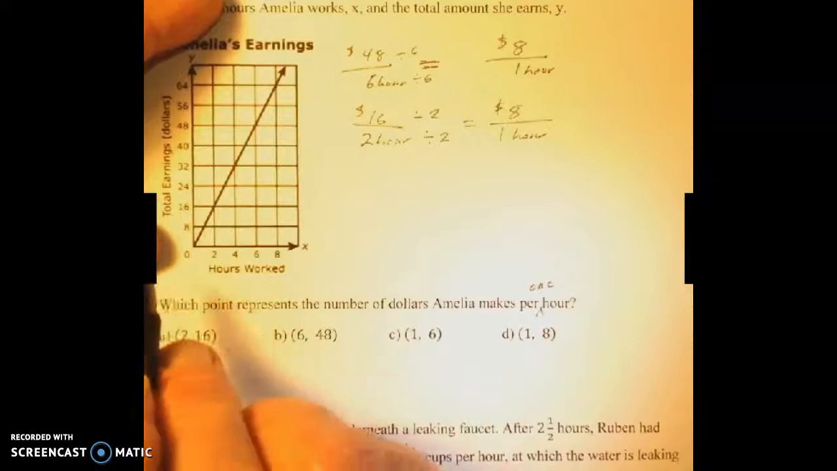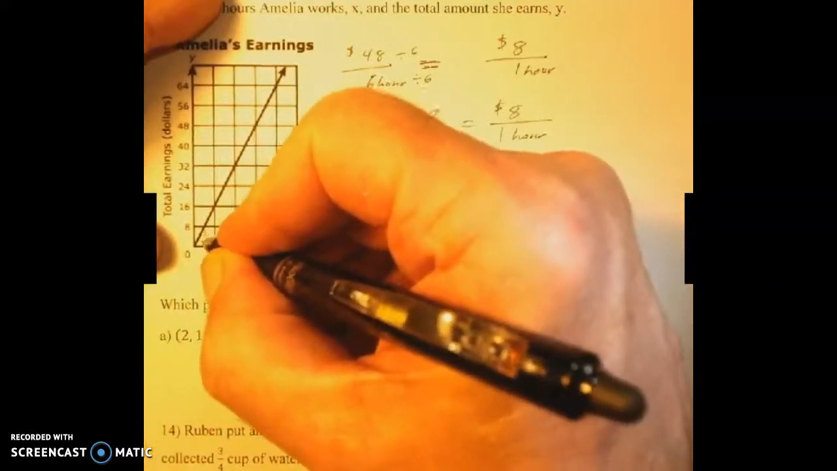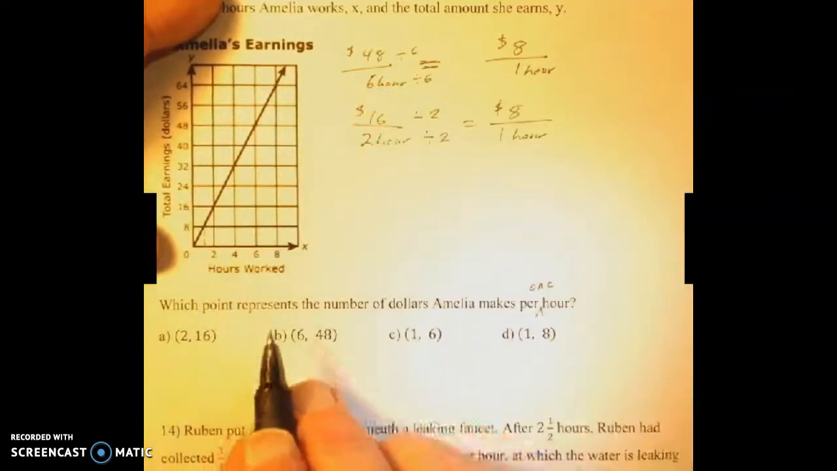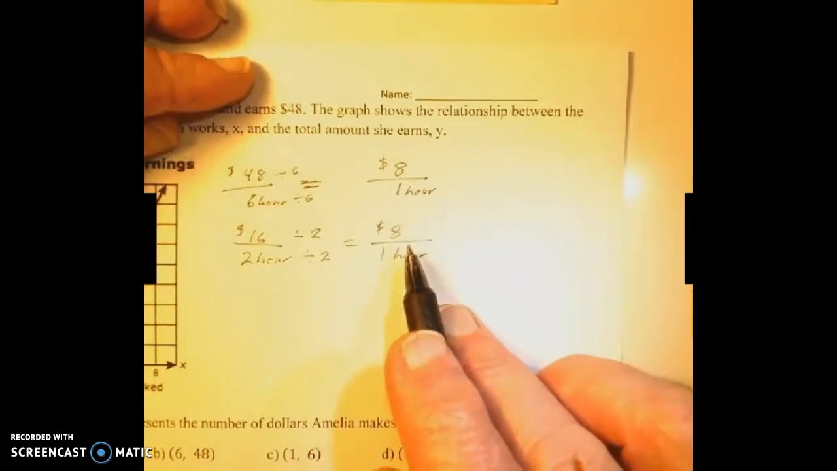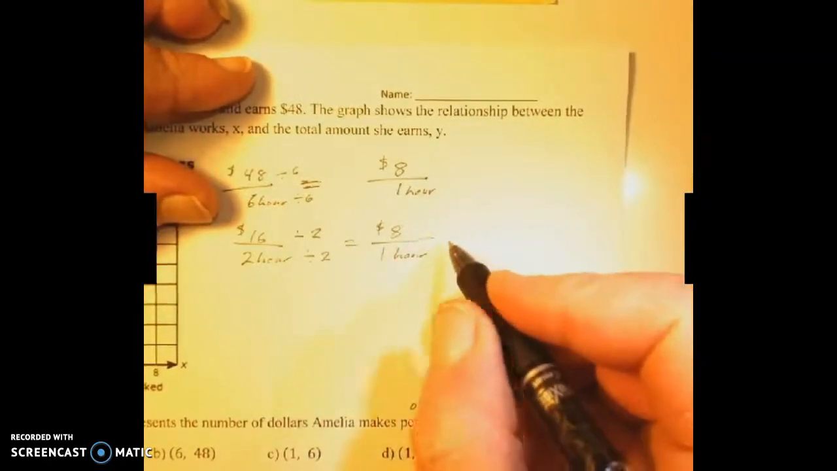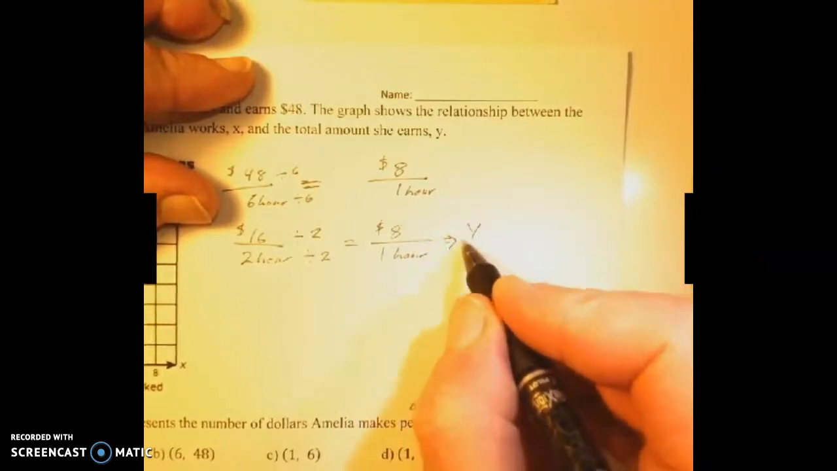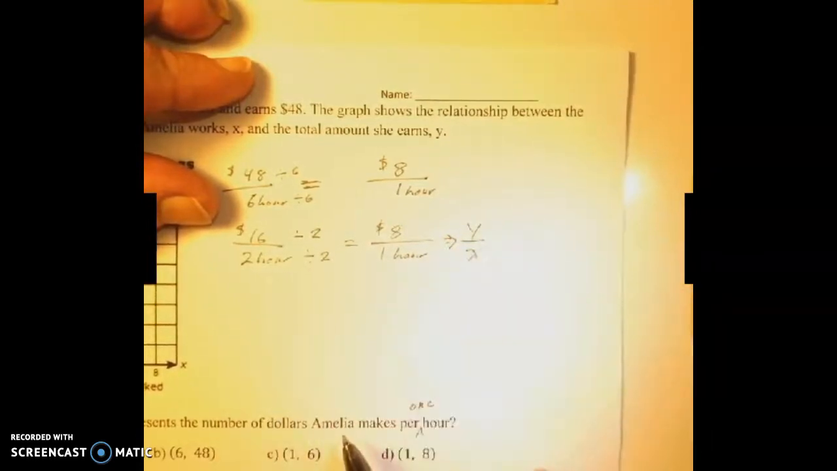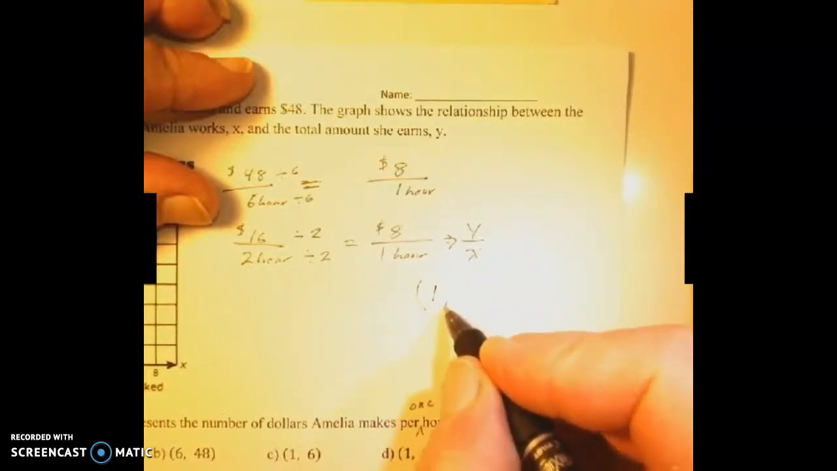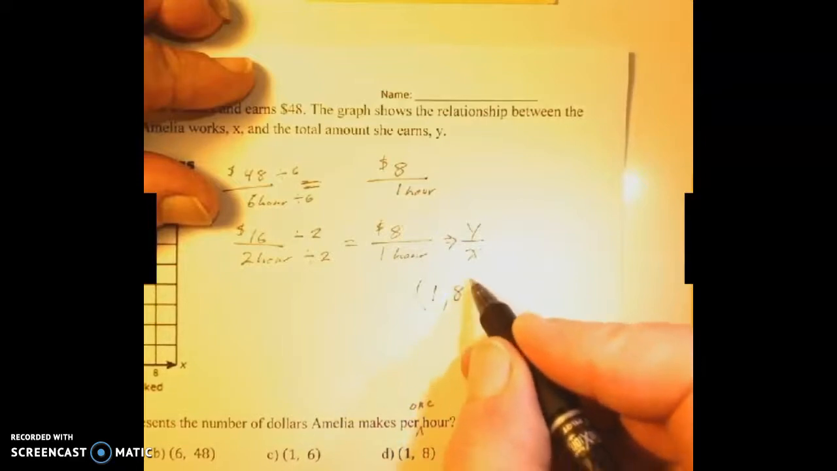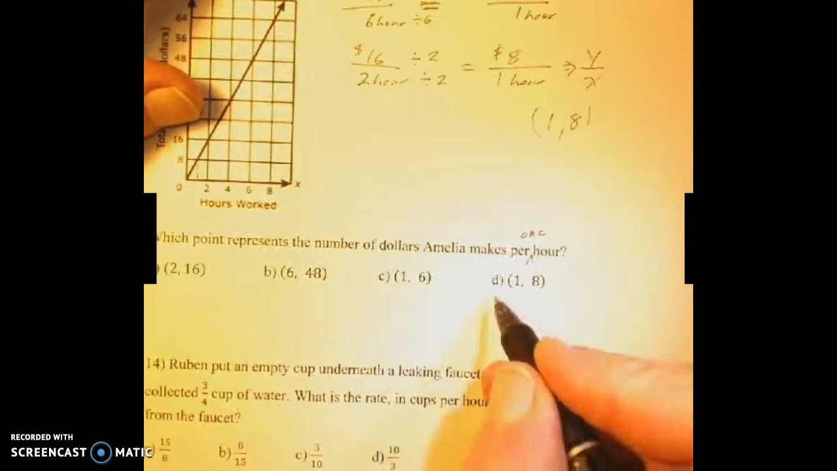Well, when she is getting paid $8, follow that line across and down. And really, you don't even have to do that. You know it right here. It is always the y-coordinate over the x-coordinate. So we want our x-coordinate to be 1, our y-coordinate to be 8, and that is answer D.